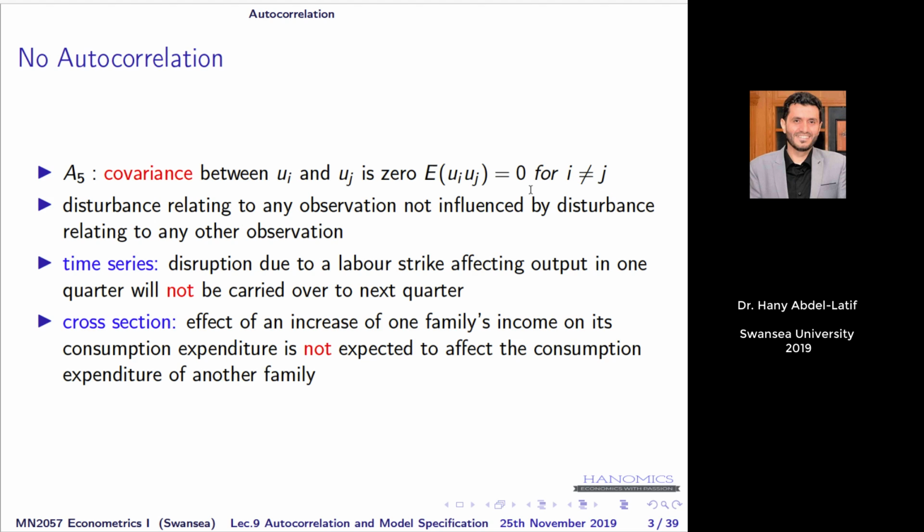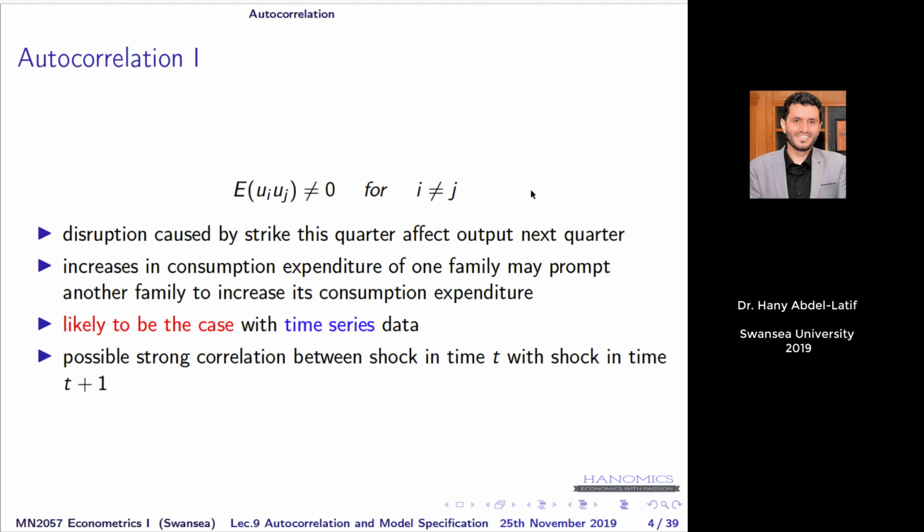But the problem happens when we have errors that are correlated. In time series data, in the example I gave, if output was disrupted because of a labor strike in the previous time period, output in this time period is likely to be affected by that. So there is some sort of correlation happening here. In cross-section data it might be very difficult to imagine, but you can think about peer pressure or peer effects. If a family has experienced an increase in income and that leads to increased consumption, maybe this will have some impact on the consumption of another family.